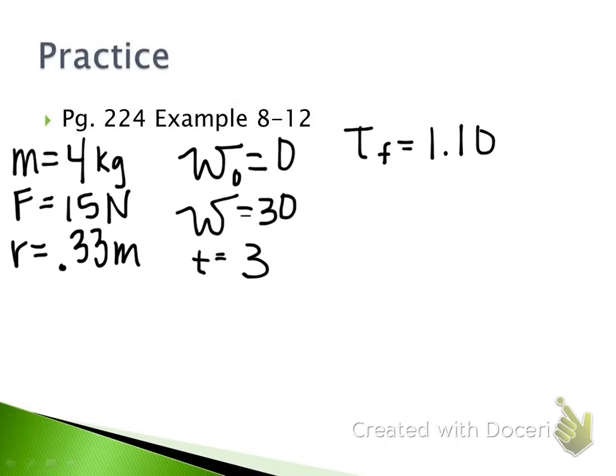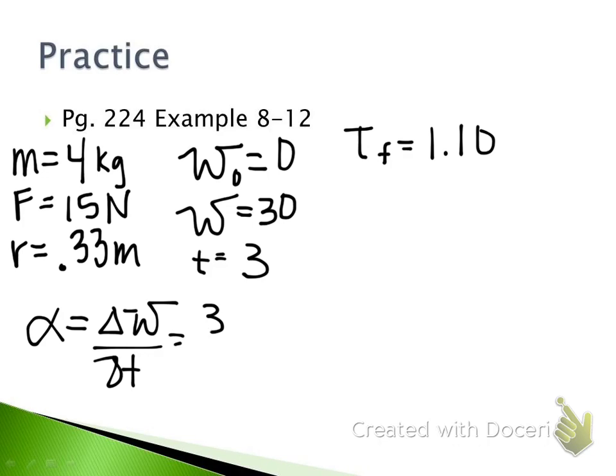What do you think? Well, would we have to get acceleration first? Yeah, we need to solve for acceleration. We need to solve for alpha. So could you do delta omega over delta t? Good. We can do delta omega over delta t to find alpha. Let's go ahead and do that. Final minus initial, so we'd go 30 minus 0 over 3, which means alpha is equal to 10 radians per second squared. Okay, that's good.